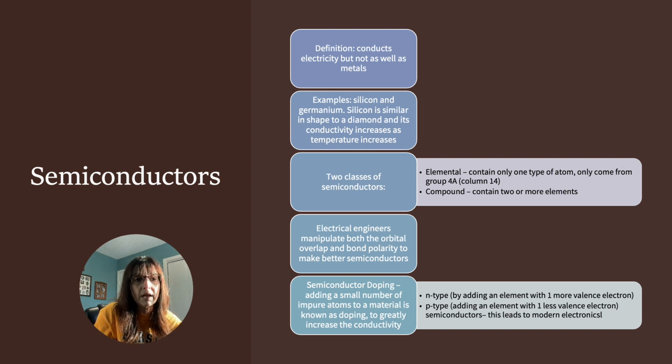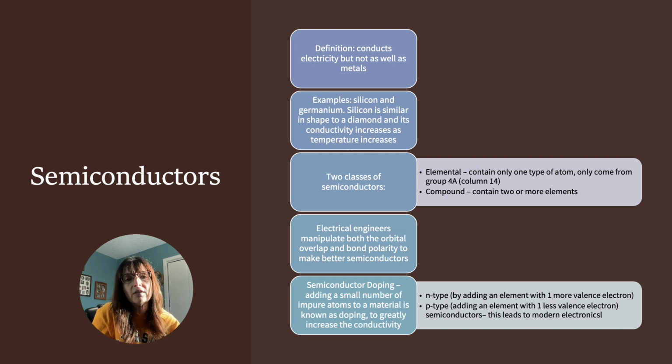There are two kinds of semiconductors. One is just elemental, and typically this is just one atom, usually from column 14. We do have semiconductors that are compounds, and again, compounds have two or more elements. Electrical engineers can manipulate both the orbital overlap and bond polarity to make semiconductors. And there is one thing that they do called semiconductor doping. What they do is they add a small number of impure atoms to a material to increase the conductivity.